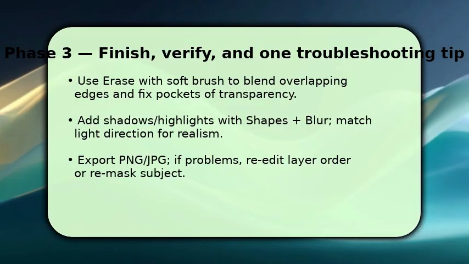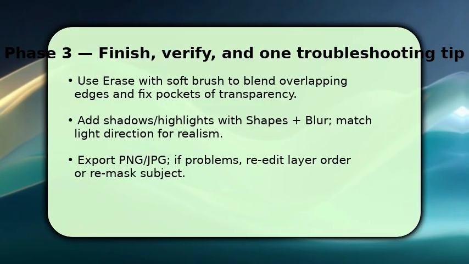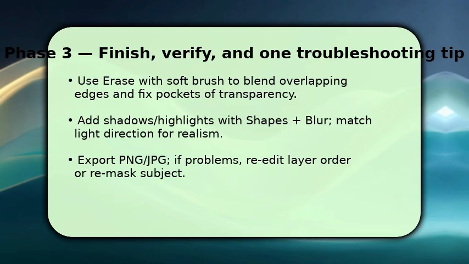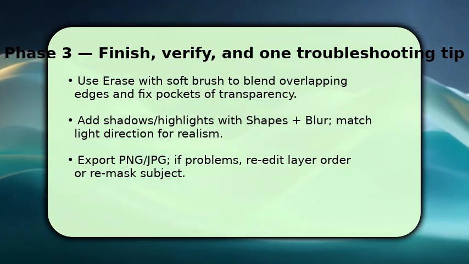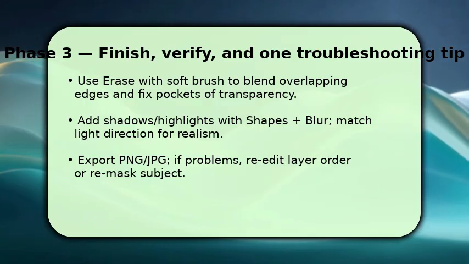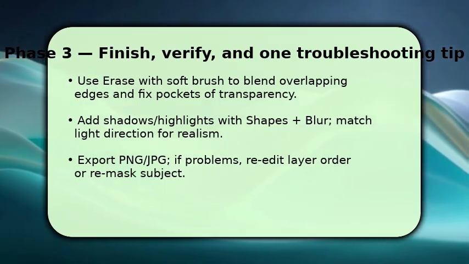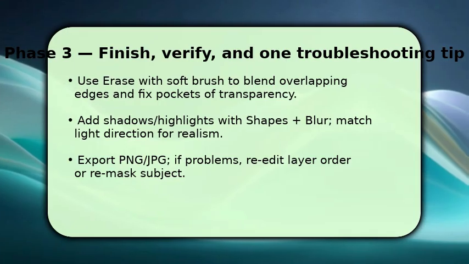Zoom in and use a soft erase brush to remove tiny overlaps and fix stray transparency. Restore any lost detail with the Restore brush. Create realistic shadows by placing dark blurred shapes under hems and reduce opacity. Add subtle highlight layers where light hits.